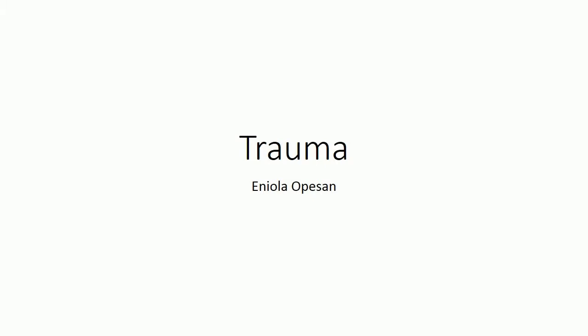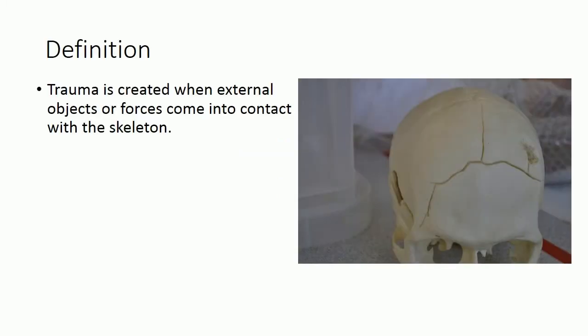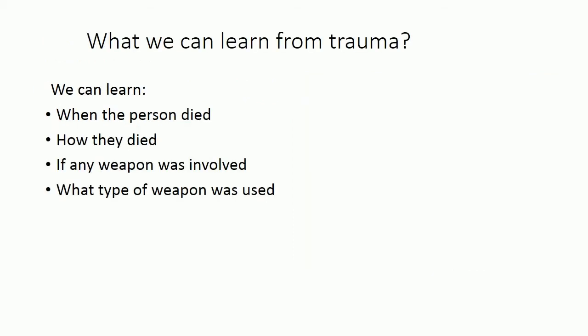Trauma. Definition: trauma is created when external objects or forces come into contact with the skeleton. What can we learn from trauma? We can learn when the person died, how they died, if any weapon was involved, and what type of weapon was used.